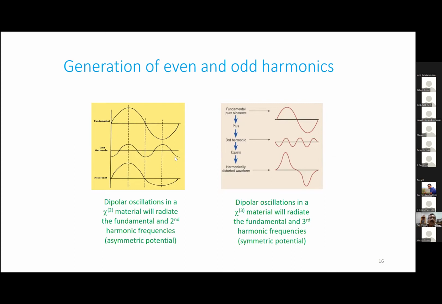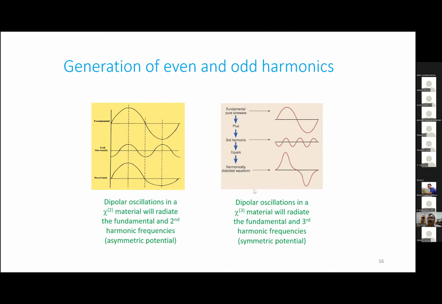In other words, if you add this fundamental wave to the second harmonic wave, you are going to get this kind of a behavior. So talking in reverse, if the electron oscillates like this, then that oscillation will radiate the fundamental as well as the second harmonic.